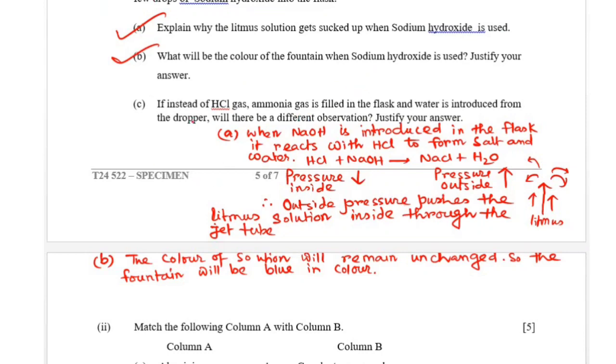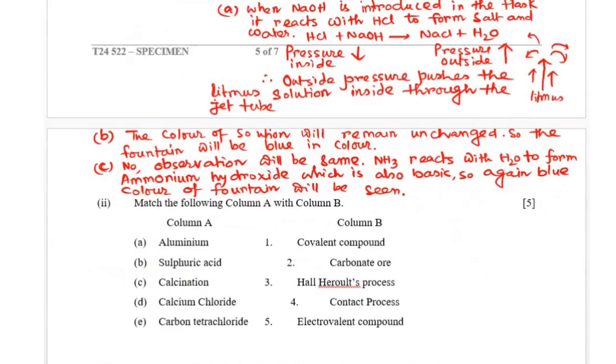Now, question number C. If instead of HCl gas, ammonia gas is filled in the flask and water is introduced from the dropper, will there be a different observation? Justify your answer. No, the observation will be the same because ammonia reacts with water to form ammonium hydroxide. We know that ammonium hydroxide is also basic. So again, the blue color of the fountain will be seen.